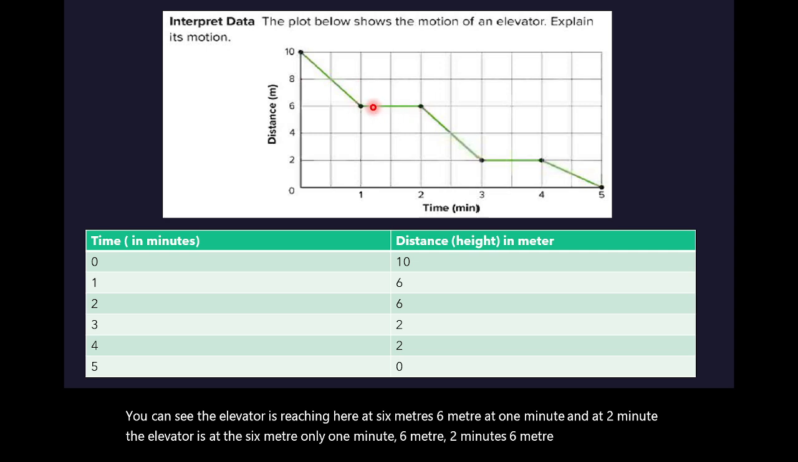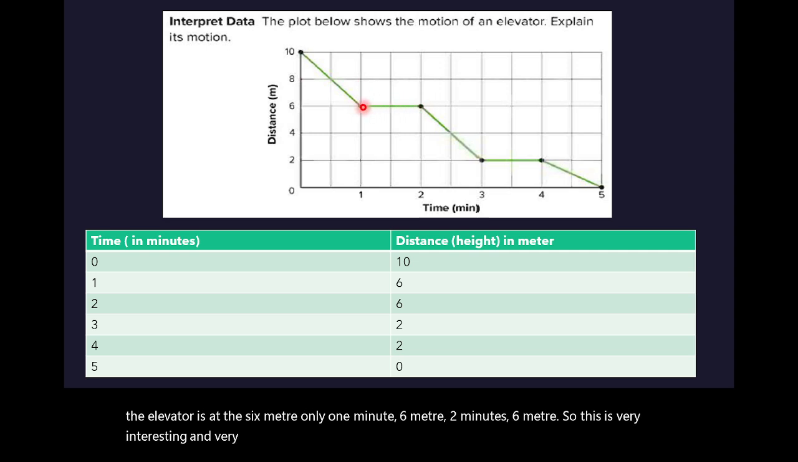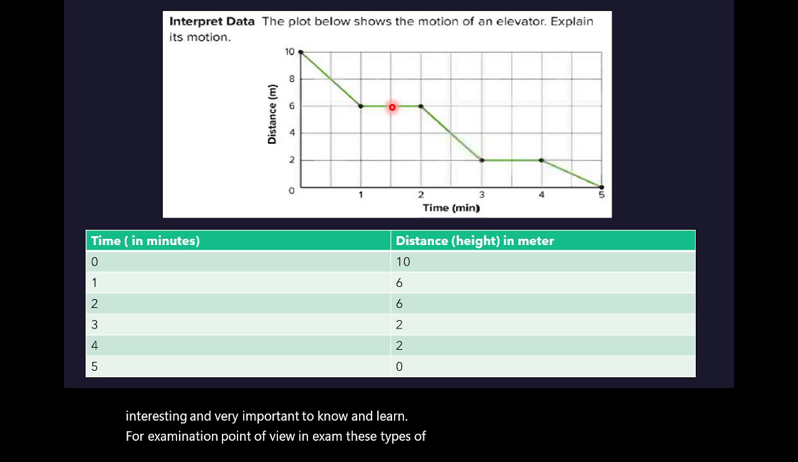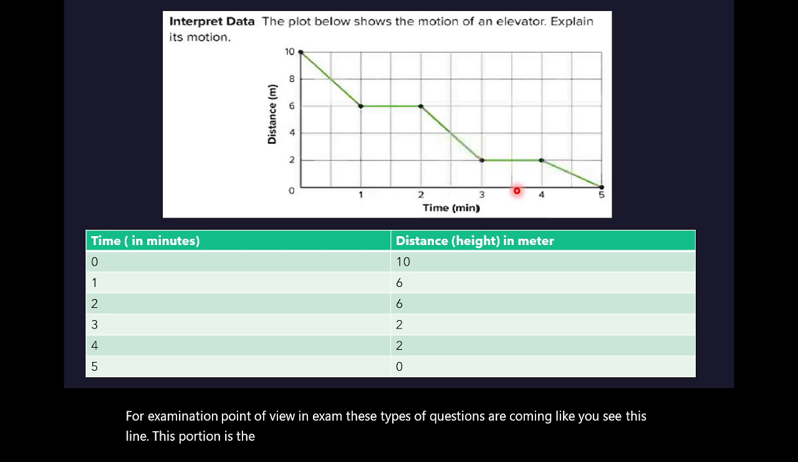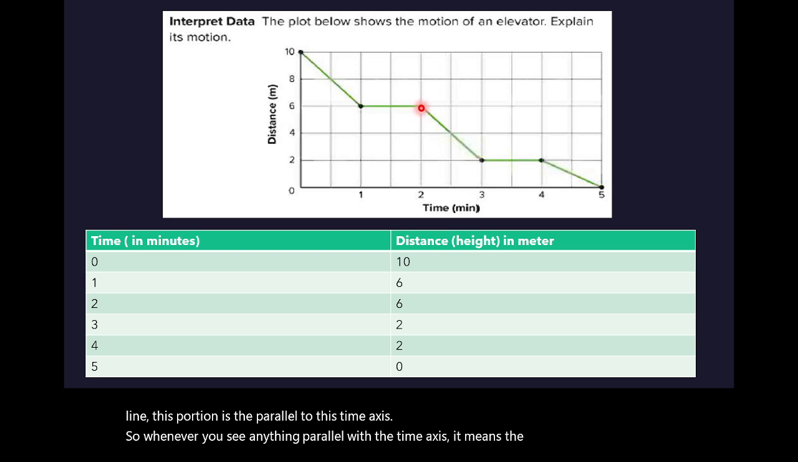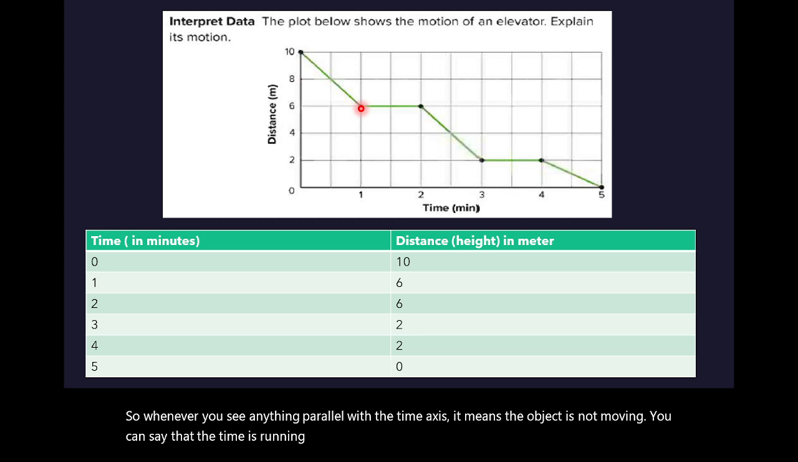So this is very interesting and very important to know and learn. From the examination point of view, these types of questions come in exams. You see this portion of the line is parallel to the time axis. So whenever you see anything parallel with the time axis, it means the object is not moving. The time is running, but the distance is not changing. Distance is 6 here, 6 here.